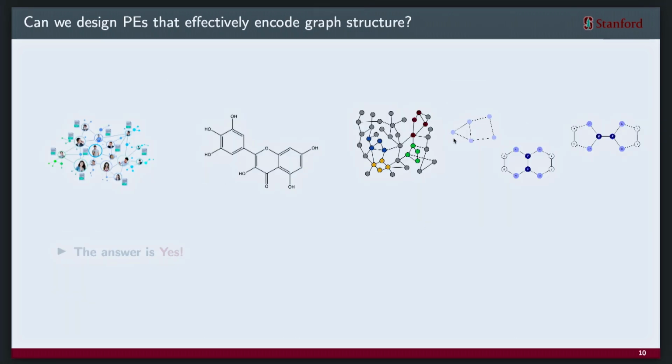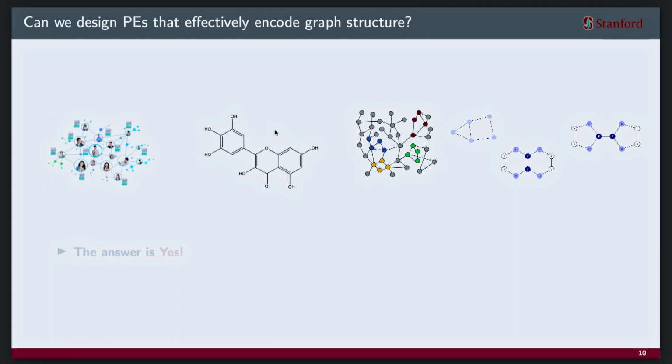Now, a very natural question is: can we actually design positional encodings that effectively encode the structure not just of line graphs or grid graphs, but of arbitrary graphs, graphs that have a very abstract or complex structure, like the graphs I show here.